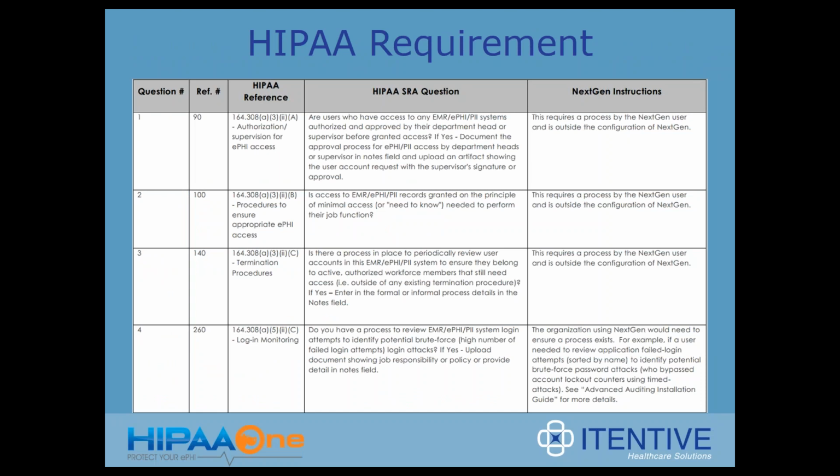So the first three requirements we'll cover don't require specific configuration in NextGen. They require a workflow process applied in the use of NextGen. The items deal with provisioning NextGen users. Firstly, we need to develop a process where department heads approve access for individuals before accounts are created. This ensures that only authorized users have access to the EPHI in the application. Next, the process should include granting access on a need-to-know or least privilege basis. So users should have access based on the minimal amount of access required to complete their jobs.